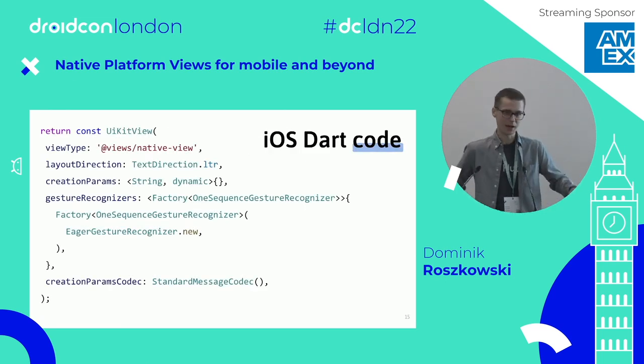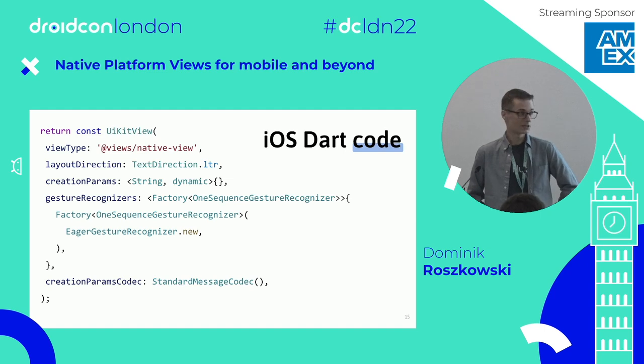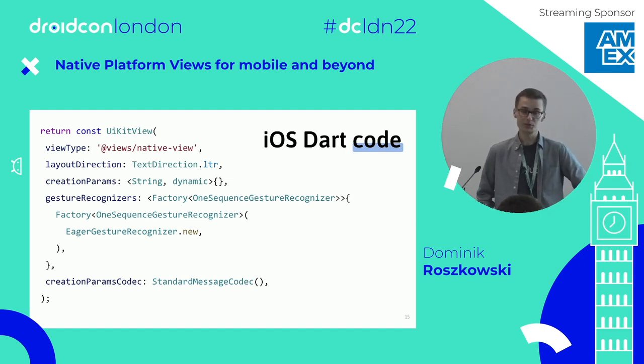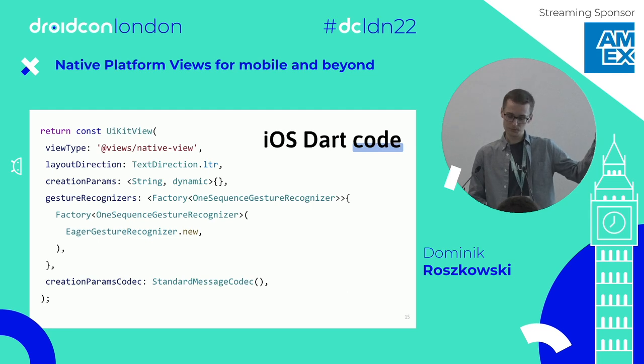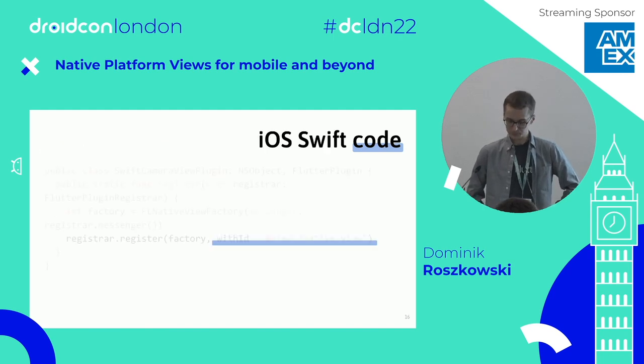So let's start with actual code. It's not going to be a lot of code. This is all simple, and actually the docs for that are pretty good. But let's start with the Dart side of the iOS implementation. As you remember, we had this UIKitView, and besides the boilerplate, the only important part here is just the ID that we will reference on the native side when we implement our UIKitView.